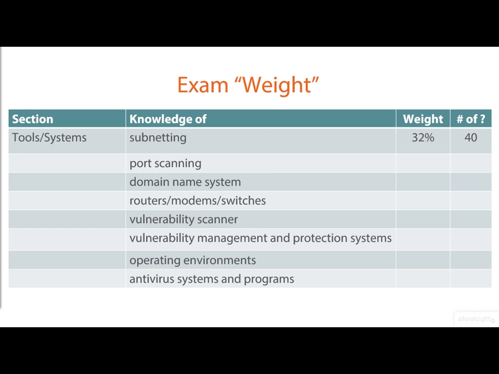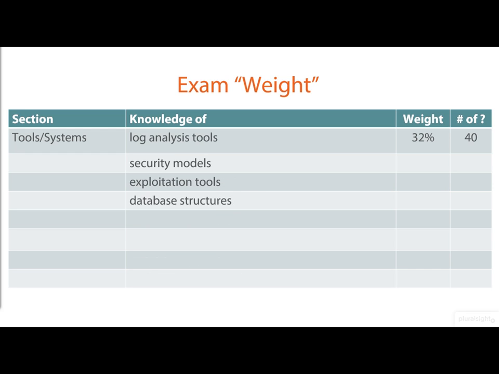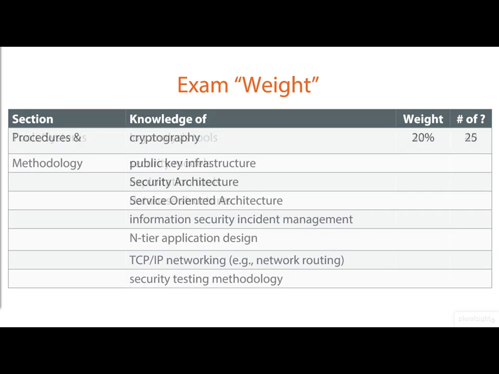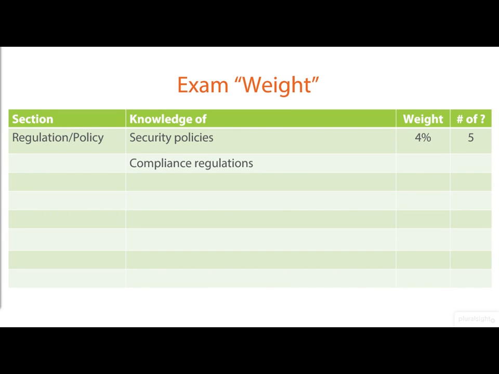And it also includes subnetting, port scanning, domain name systems or DNS, operating environments, antivirus systems, log analysis tools, security models, database structures. And then a lighter version, or one that again is as much as the tools, is the procedures and methodology. You'll get about 25 questions concerning these subjects, which will include cryptography, security architecture, TCP/IP networking, and then finally, you'll get about 4% of your questions asking about security policies and compliance regulations.